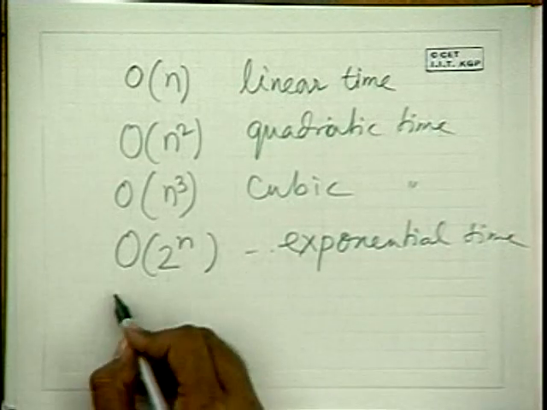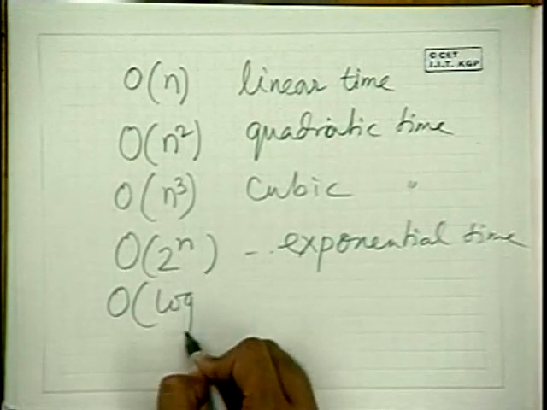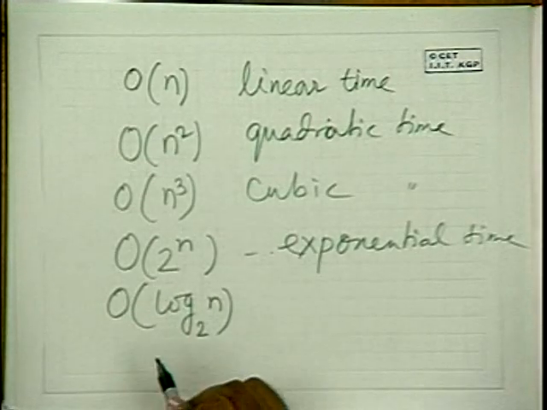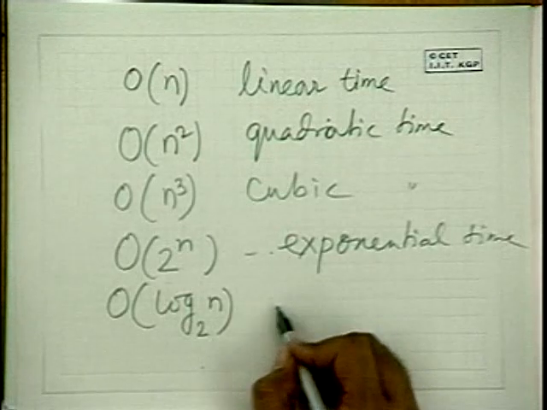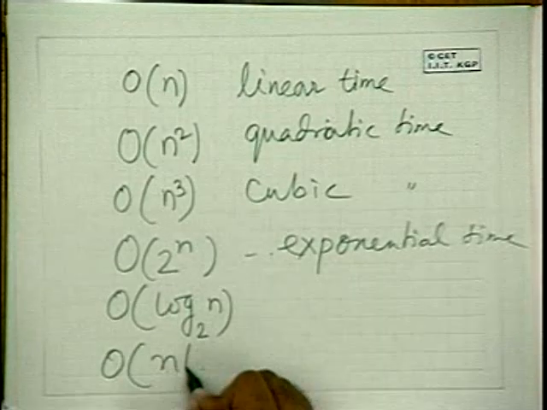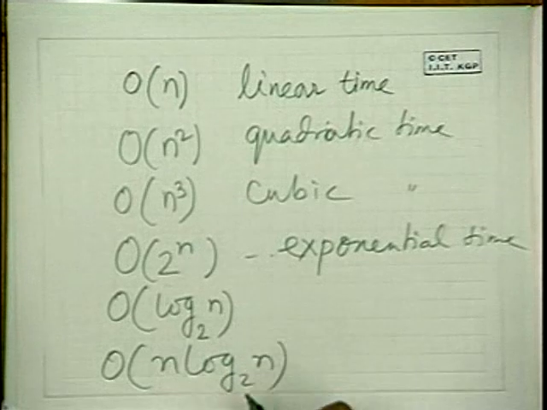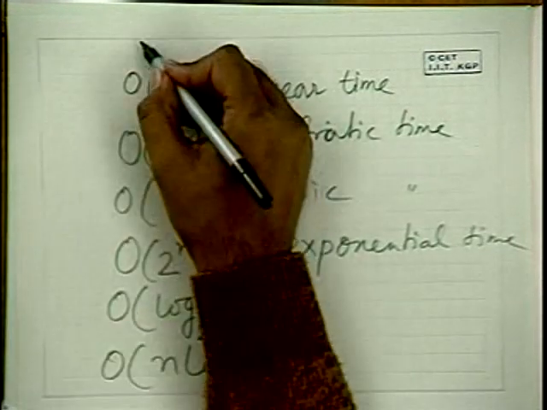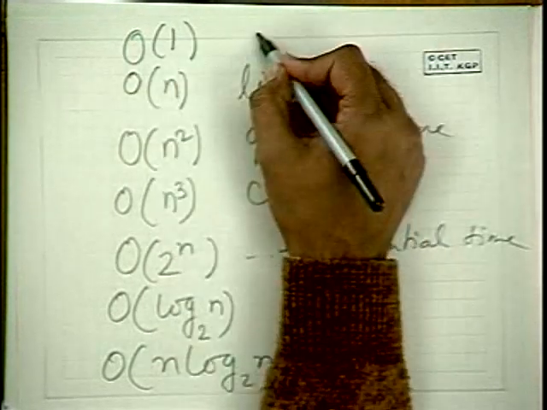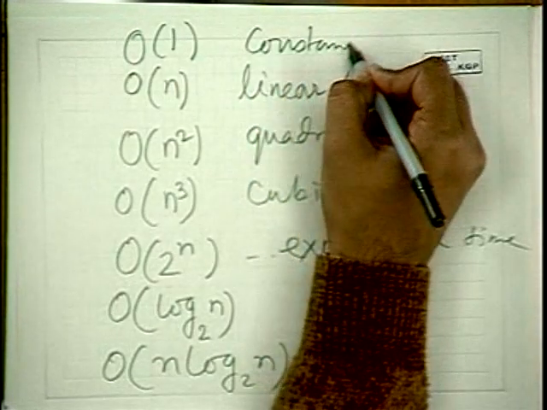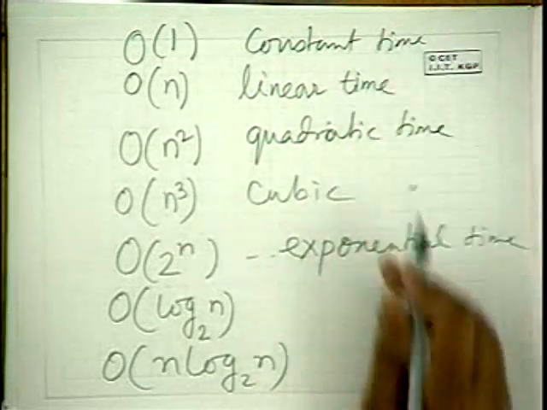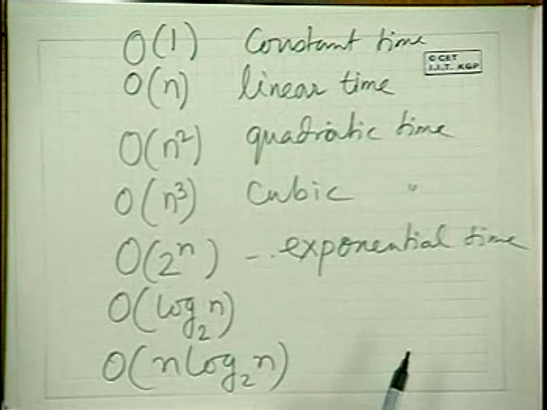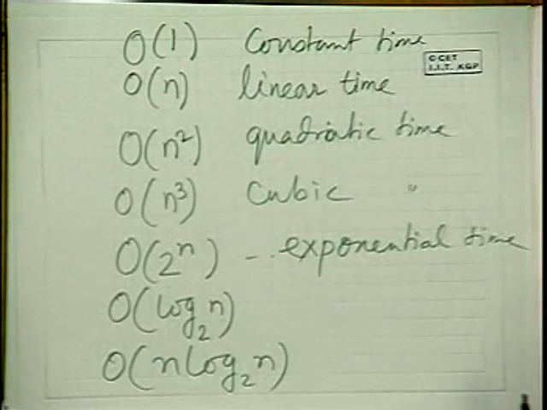Sometimes we will see order of log n, which is the logarithmic time. Sometimes we will see order of n log n. Sometimes we will see order of 1, constant time. These are the very usual ones which we will encounter in this course. Sometimes it will be log square n also.